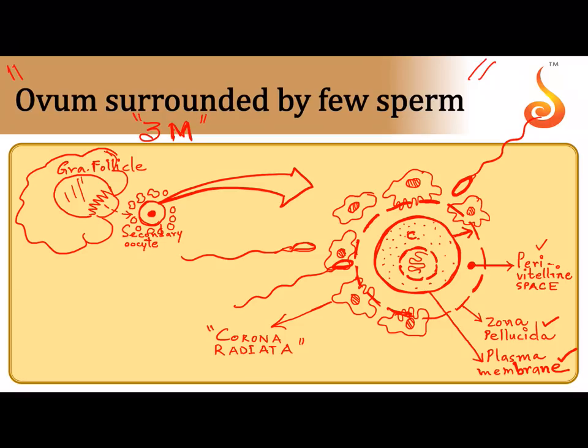For this diagram, you can refer to your NCERT. Now since I had to explain, I have simplified the diagram for you. So what are the things which you must label in the diagram? I think you can label the sperm as well.